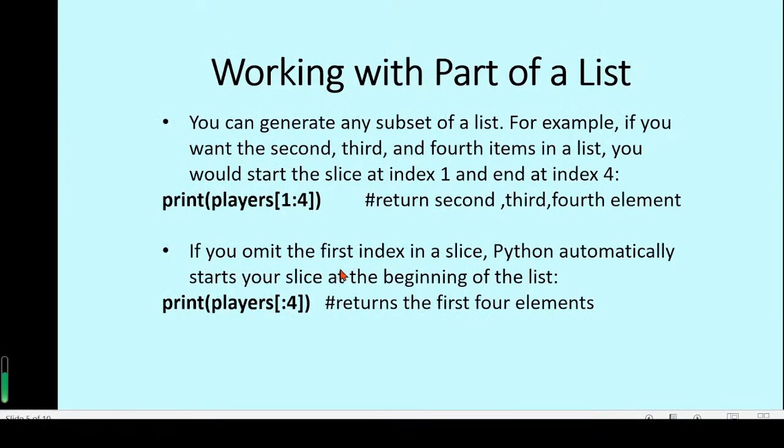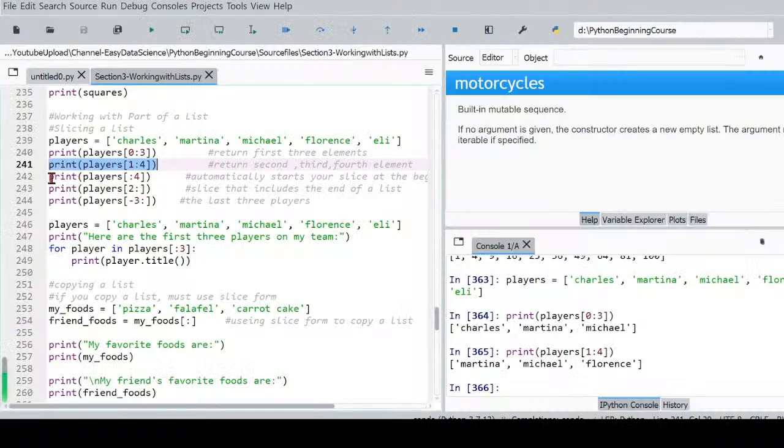And if you omit the first index in a slice, Python automatically starts your slice at the beginning of this list. So if you just write colon 4, then it will return the first 4 elements. So we return the first 4 elements with colon 4.